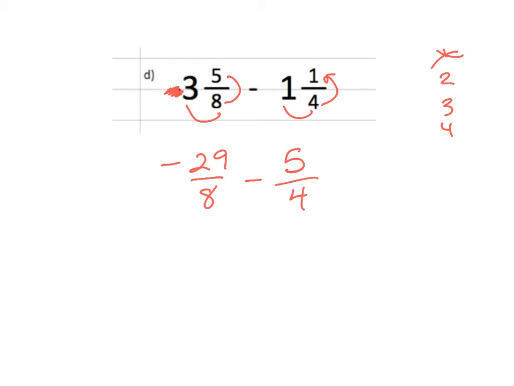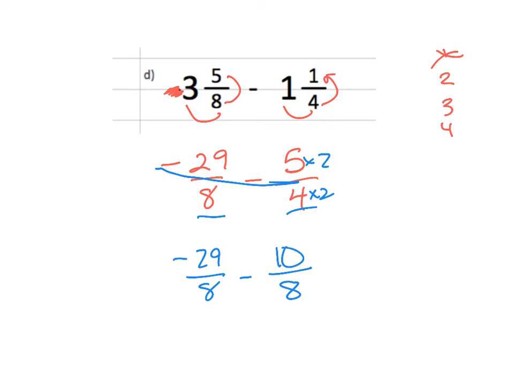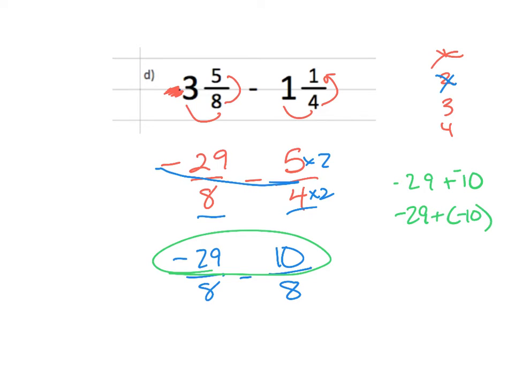Step 2, we're going to find common denominators. I have a common denominator of 8, so negative 29/8 stays the same. Minus 4 times 2 is 8, 5 times 2 is 10. Now we're done with step 2. Now step 3, we're going to subtract our numerators. Negative 29 minus 10. Double dash, addition, opposite, so I get negative 29 plus a negative 10. That gives me negative 39. So negative 39 over 8.